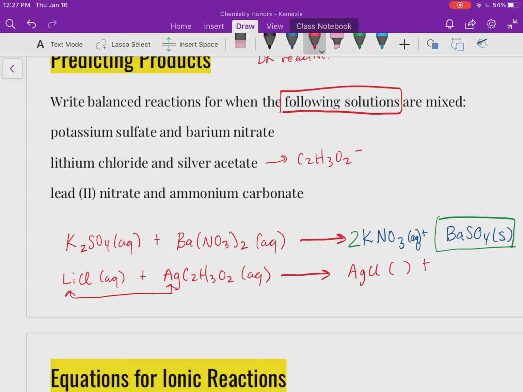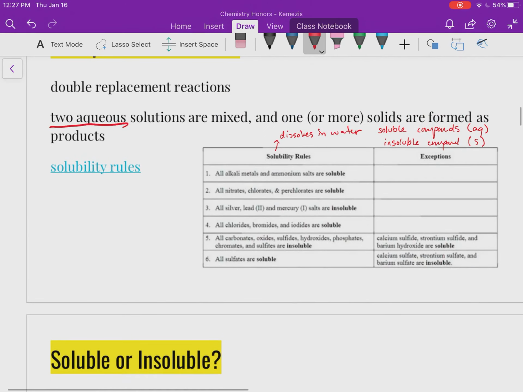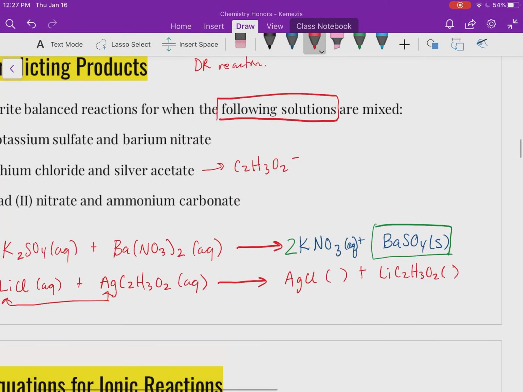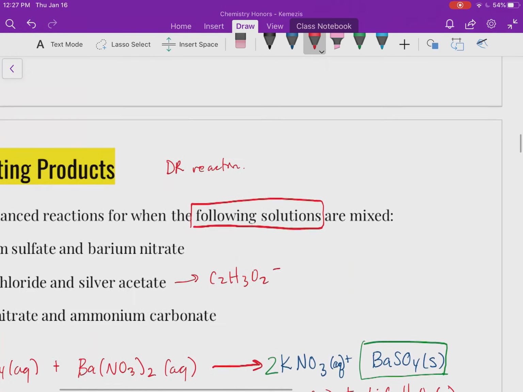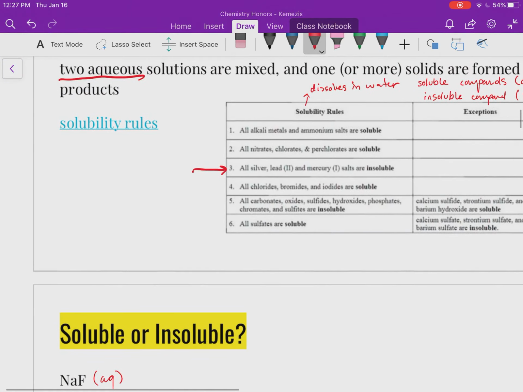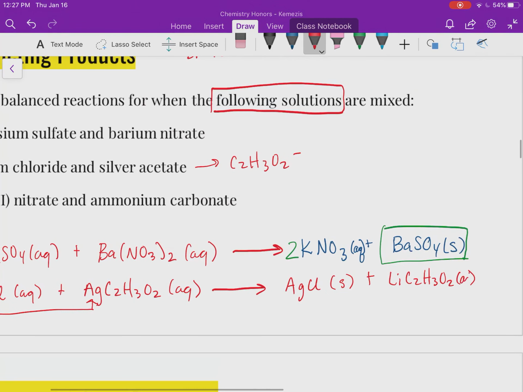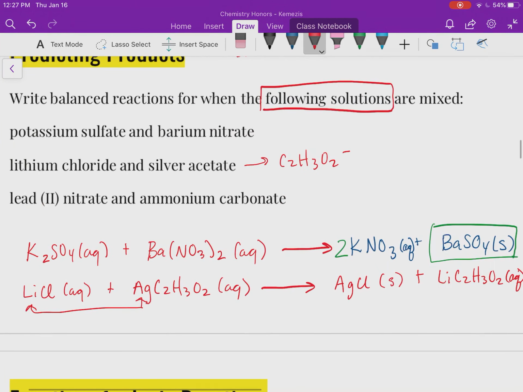Remind myself that I need states of matter. And then lithium +1 and acetate -1, so LiC2H3O2, and that's state of matter. So we'll go up and check the solubility rules for AgCl. Remember, silver, lead 2, and mercuries are all insoluble, so this is going to be a solid. And lithium acetate, all alkali metals, which lithium is, are soluble with no exception, so this is aqueous.